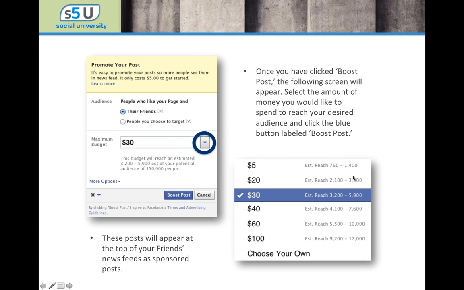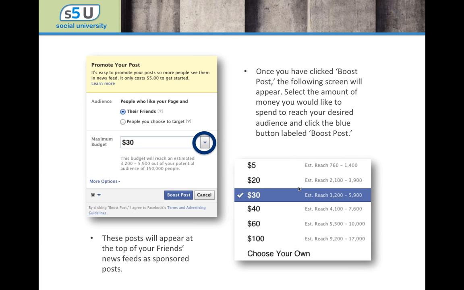You'll notice right here that $5 is reaching 760 to 1,400 people. Okay, not bad at all. You can target, you notice here in the audience, people who like your page and their friends. We do that a lot if you want to leverage your existing network, or people you choose to target. You can target a certain geography if you would like. So this is totally an option. Lots of success comes through that.